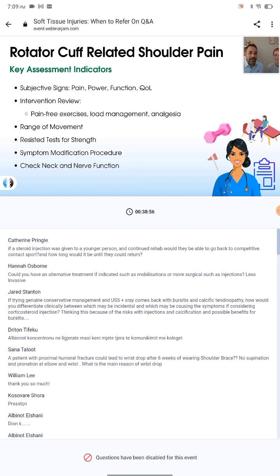Catherine's asked, if a steroid injection was given to a younger person and continued with rehab, would they be able to return back to competitive contact sport, and how long would it take? I suppose, Catherine, the answer is absolutely it could be that they can return back to competitive contact sport. How long it might be will absolutely vary based on individual to individual and how they respond to the injection. It is possible, as it is that physiotherapy itself could get them back.